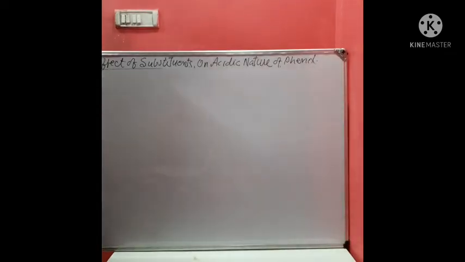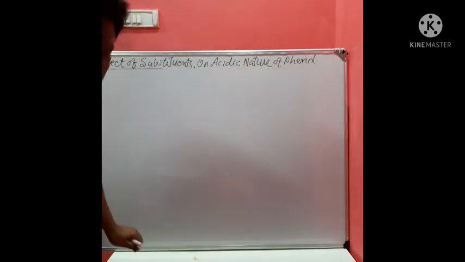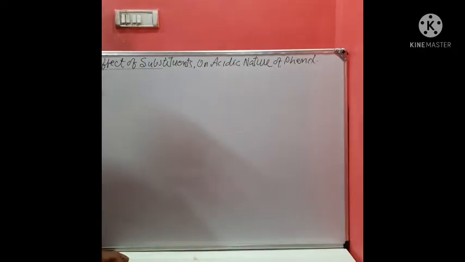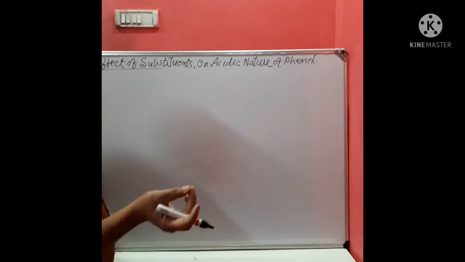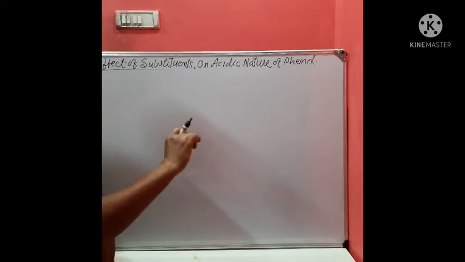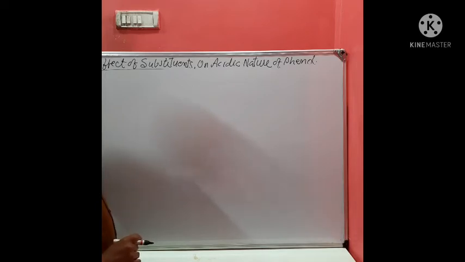Yes, student, the next one is the effect of substituents on the acidic nature of phenol. Student, there can be 2 types of substituents present with the phenol. So what will be the effect on the acidic nature of that compound? That is whether those compounds will be more acidic or less acidic. Okay, let me explain it.